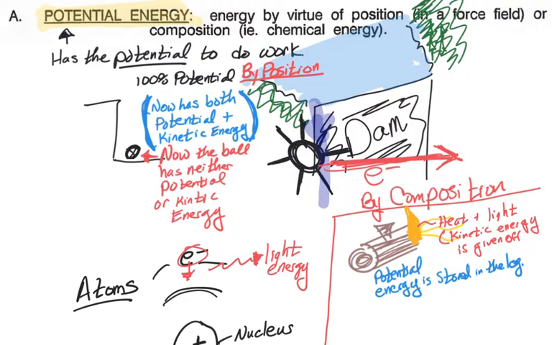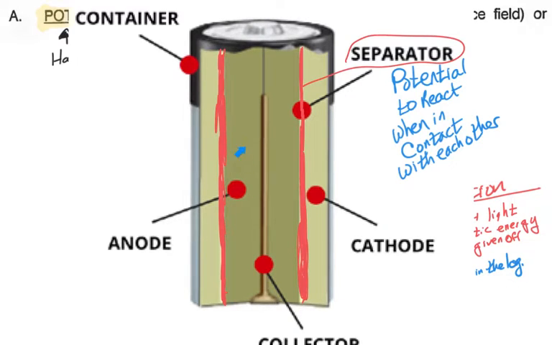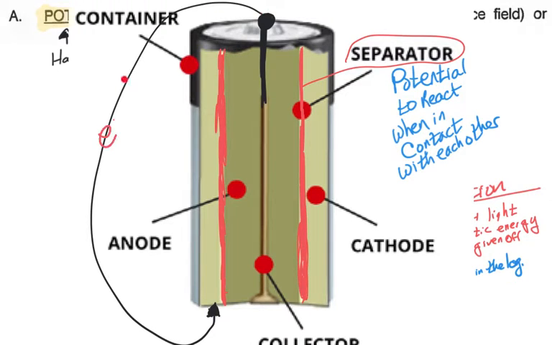Very similarly, we could have a battery, where a battery has two things that are close to each other that want to do a reaction, but we're keeping them separate by something. When we connect the battery, it allows the electricity to flow, and that energy is released when those two things can now react. Once they're reacting, we have a flow of energy. Now that's kinetic energy again.